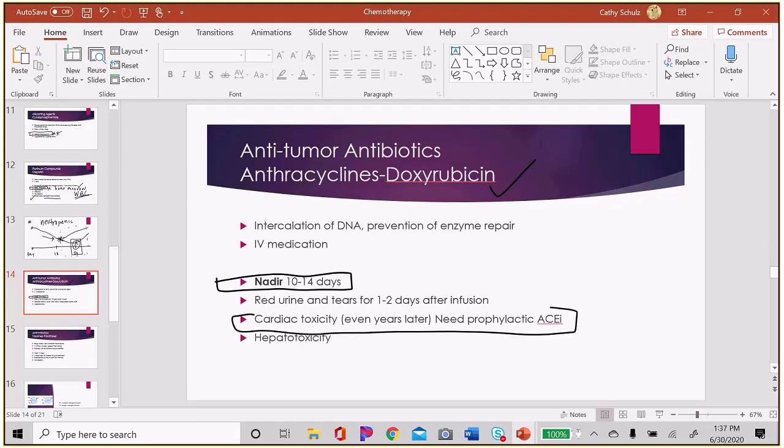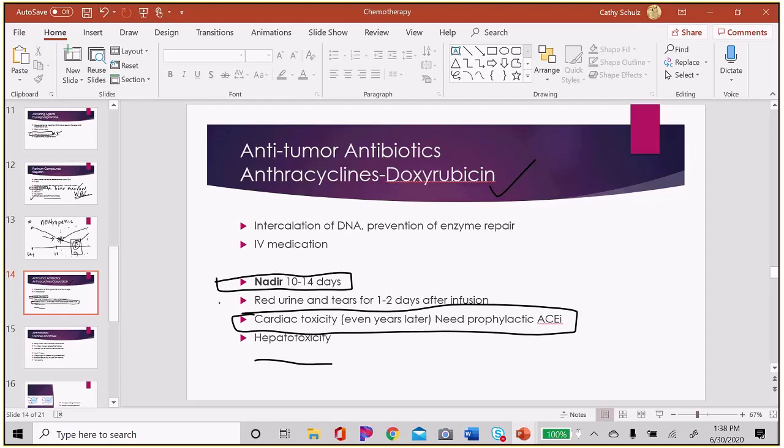This is a problem with doxorubicin because even years later, the patient can develop heart failure, or the cardiac toxicity that we're talking about is heart failure. So the patient could have had breast cancer and was treated with doxorubicin when they were in their 40s, and in their 60s, they developed heart failure, and they never had any other risk for heart failure besides the fact that they had this chemotherapy agent. So we have to watch their heart forever once they get it.